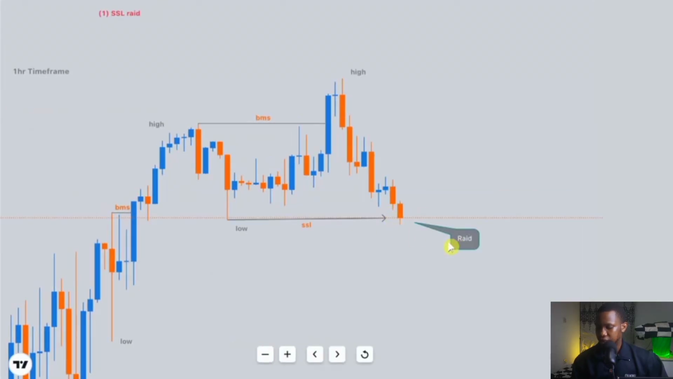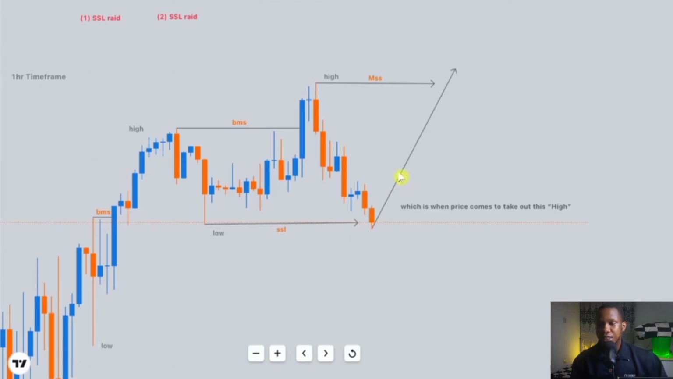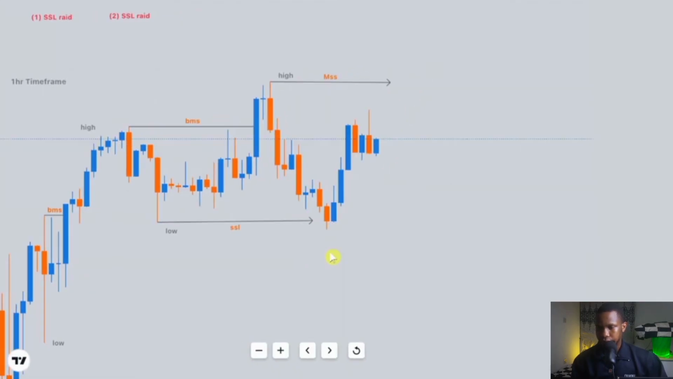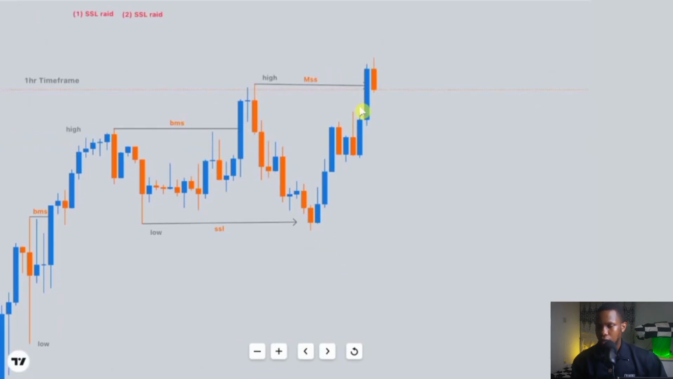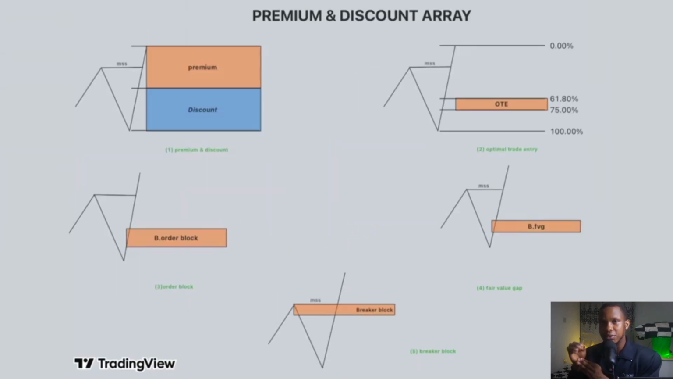This is our read. So next, we want the market structure shift, which is when price action comes towards and takes out this high. Can you see we broke this high, giving us a market structure shift. So it leaves us with this new trading range here. So you have to point these out right here.